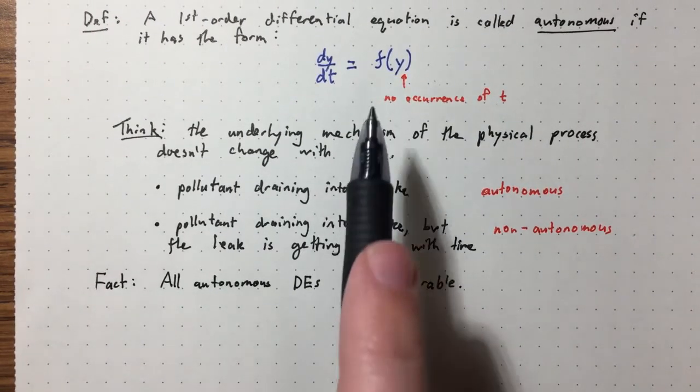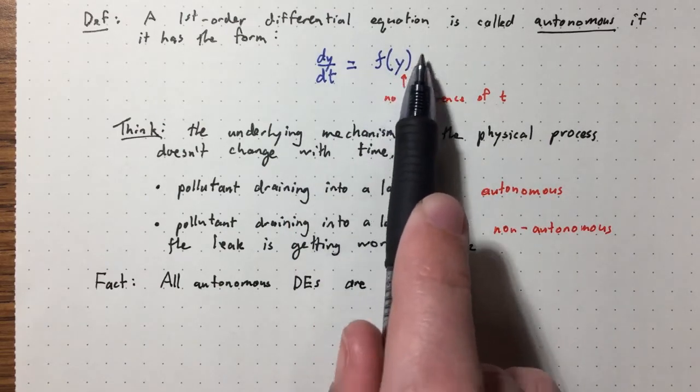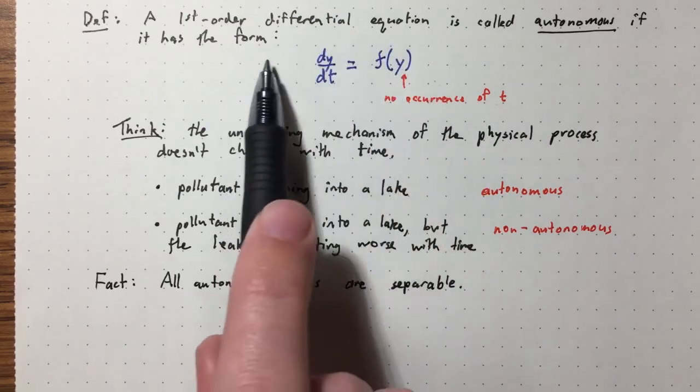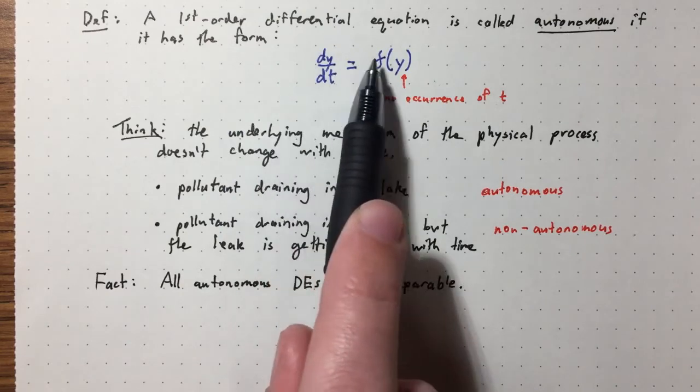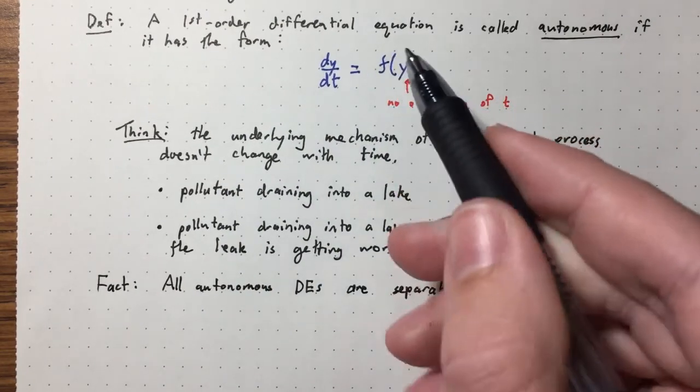That doesn't necessarily mean we always want to solve it by separation of variables. This f of y might be a very complicated function, and we end up having to integrate. So how would we actually separate it?